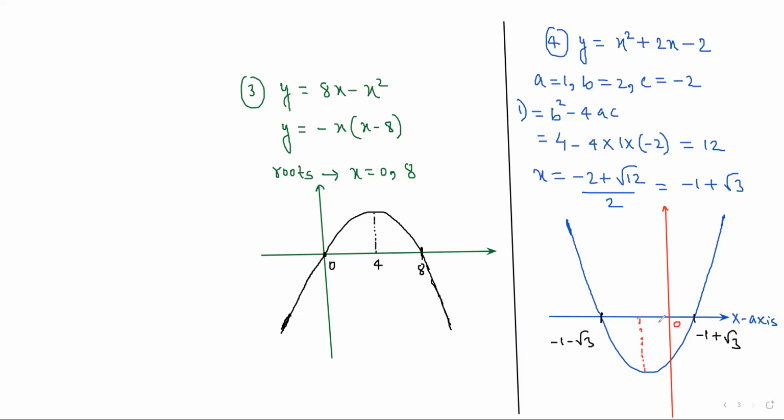Sir, I have a doubt. Yeah, beta, tell me. Sir, in the second one, why is it an upward curve? Why is it not a downward curve? Because c is equal to minus 2.